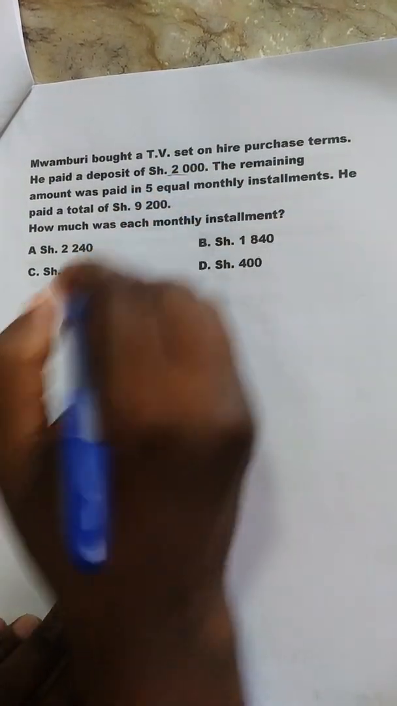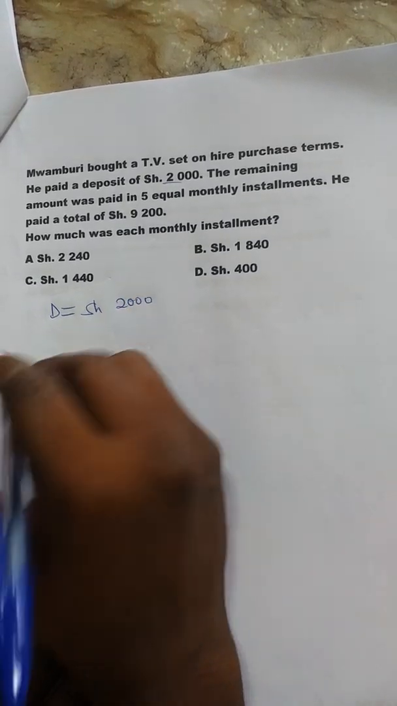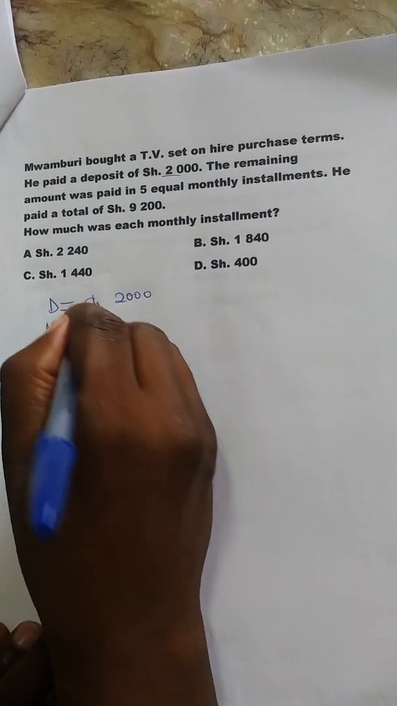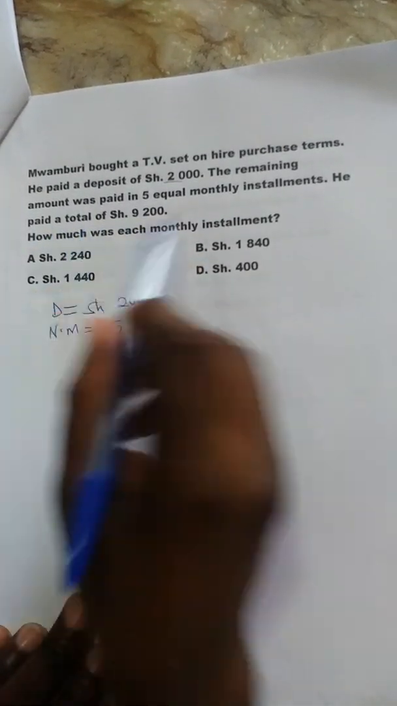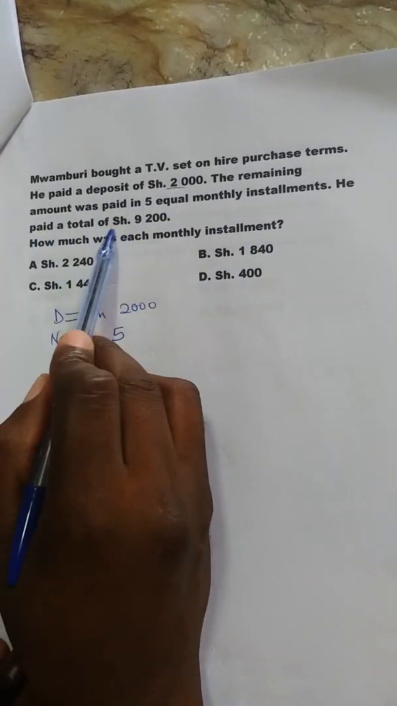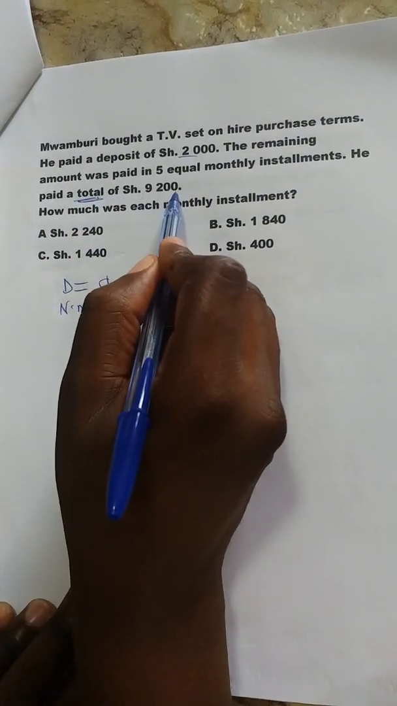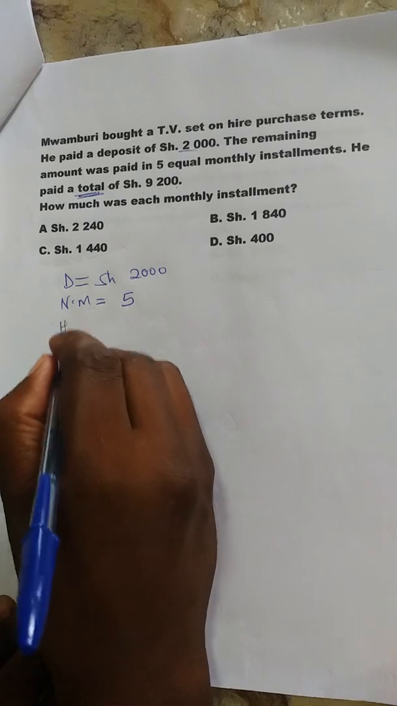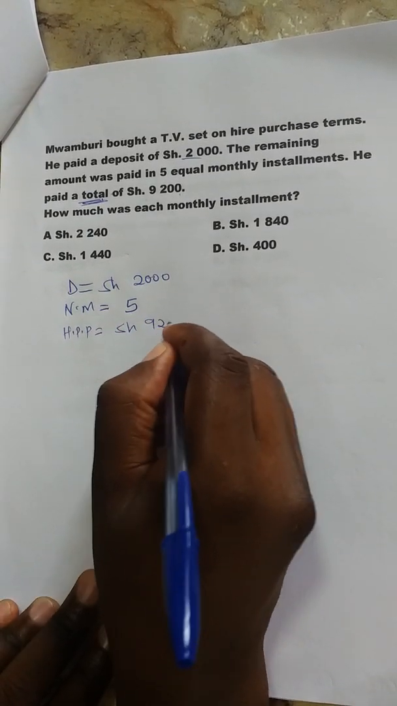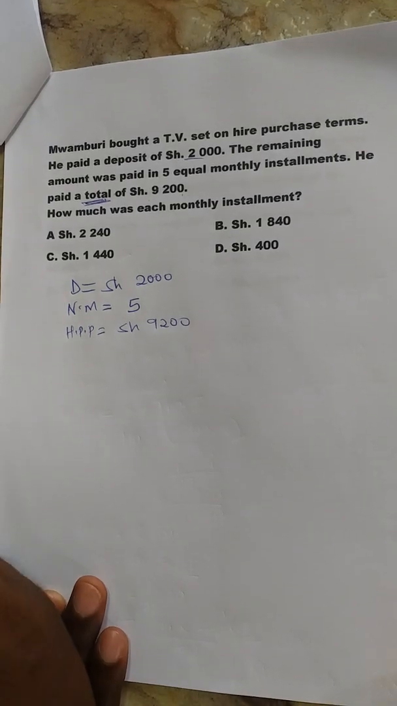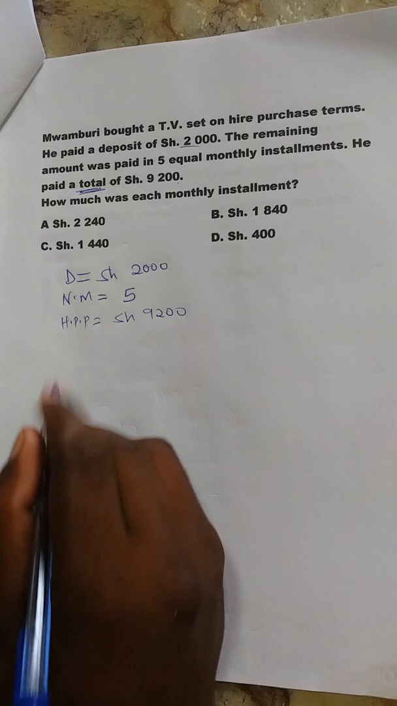The first thing we are given is the deposit, shillings 2,000. The second value we are given is the number of months, 5. The third thing is that he paid a total of shillings 9,200. Total represents the hire purchase price, which will be shillings 9,200. The question asks, how much was each monthly installment?